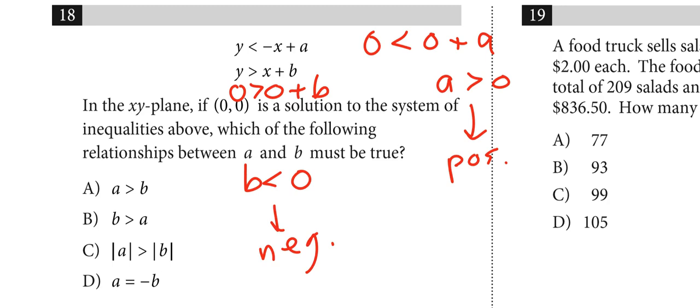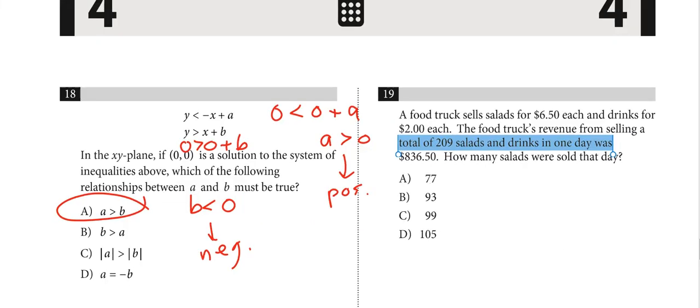Okay, so which one of those is true? Positive numbers are bigger than negative numbers every day of the week. And on Saturday and Sunday too. So plugging that in helps me.